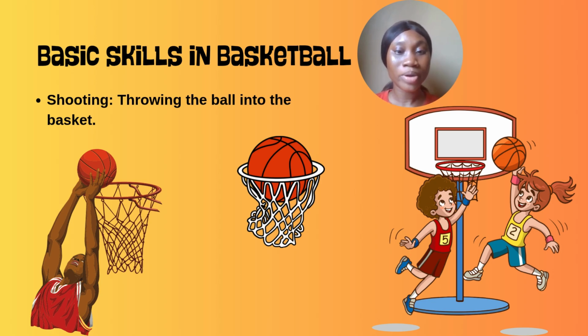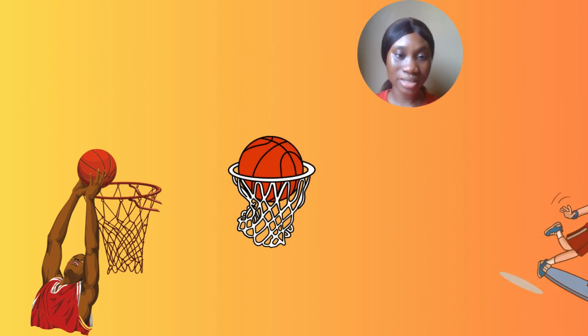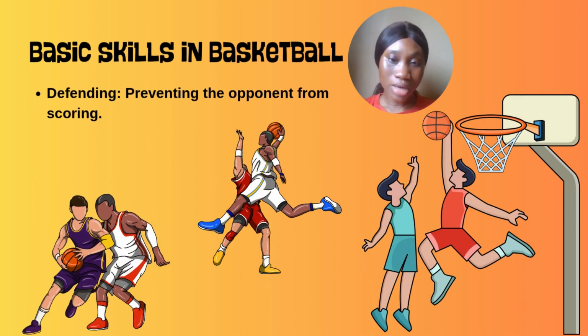The moment you can see in the picture here, the moment the ball enters through the basket and comes out, you scored a point. That kind of skill is what we call shooting, the ability to throw the ball into the basket. And the next kind of skill I want to talk about is defending. Defending simply means preventing your opponents from scoring.